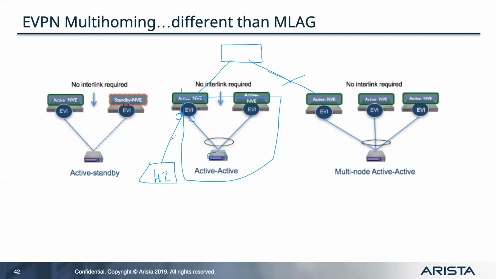Okay, so let's go one by one. First, in both these cases, this is host H2 and this is host H1. As soon as you learn the MAC address and ARP for both of these, you are going to generate a type 2 route for both of those hosts, MAC and ARP, and advertise it to all the other VTAPs. So that's not going to change.